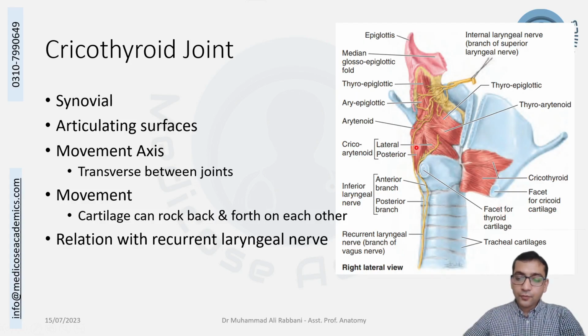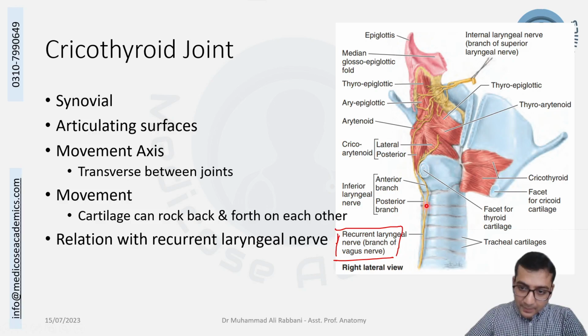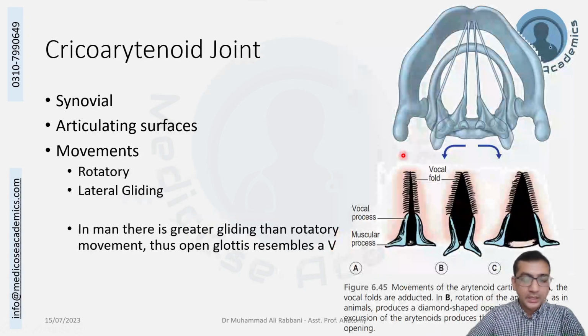And if we look at the path of the recurrent laryngeal nerve, this is a question that is asked in the examination. This nerve passes behind the cricothyroid joint before it supplies most of the muscles of the larynx. It actually supplies all of the muscles of the larynx except one muscle. So it is passing behind this joint, the recurrent laryngeal nerve.